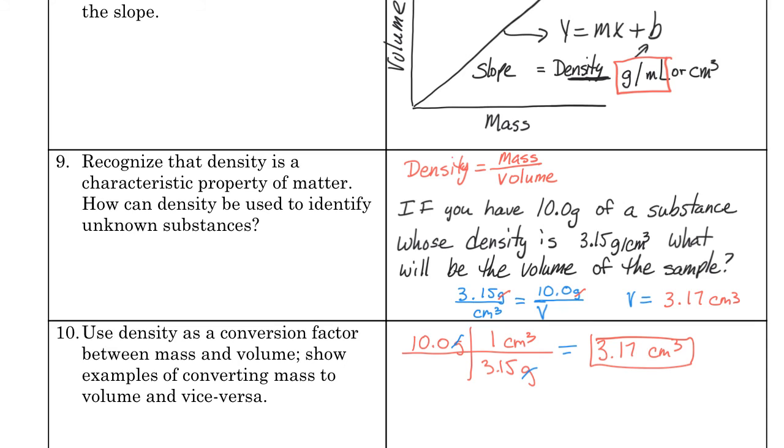So you can do it either way. You can either use the density, set it up as a proportion where you're solving for an unknown, or you can set it up as a factor label problem, whichever one. Both will work out with the right answer.